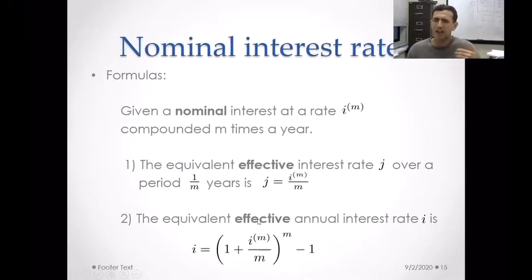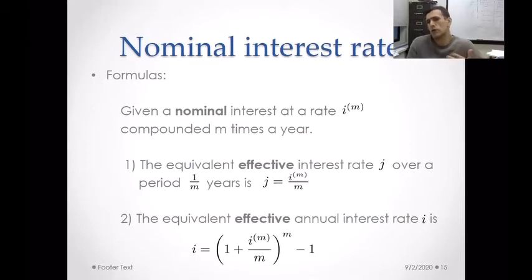And again, I'm highlighting effective versus nominal because effective means the actual 1/m-th year-long interest rate is i superscript m over m. Saying this is a nominal rate just means that the effective interest rate j over this period of 1/m years is given by this formula. And that means the effective annual interest rate, the actual annual interest rate, is given by this formula.